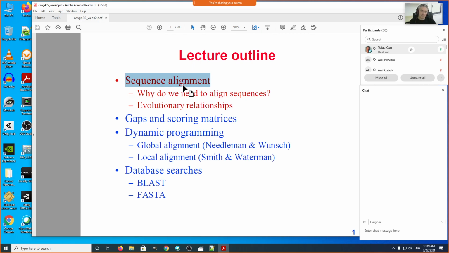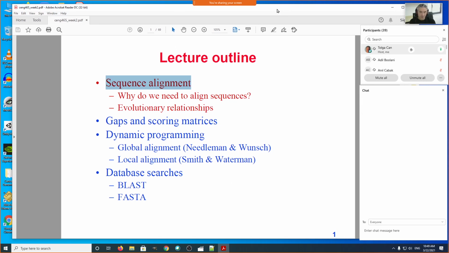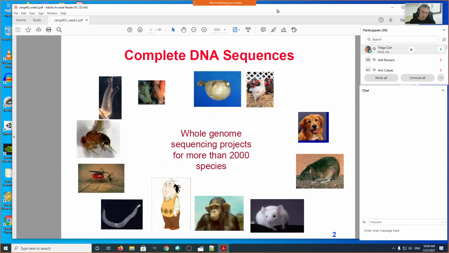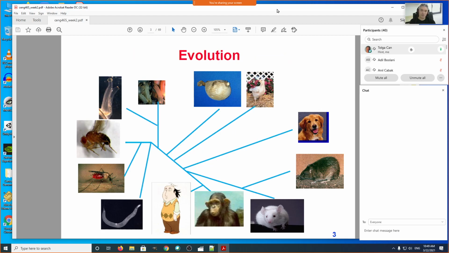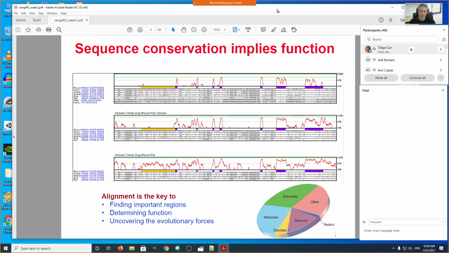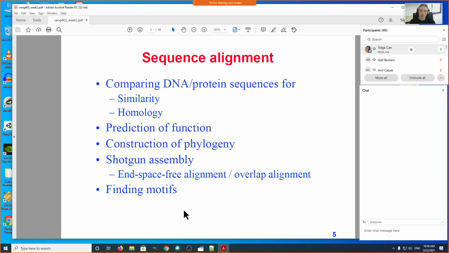All right, so sequence alignment is used in a lot of places. Now, I already mentioned the motivation, so I'm going to skip these parts quickly, because I mentioned that DNA sequences are related via evolution to each other. And after alignment, we can find important regions that are conserved. We can use alignment to determine function, to uncover different evolutionary forces. So it's used for many, many different things. So this is the motivation of why we use sequence alignment.